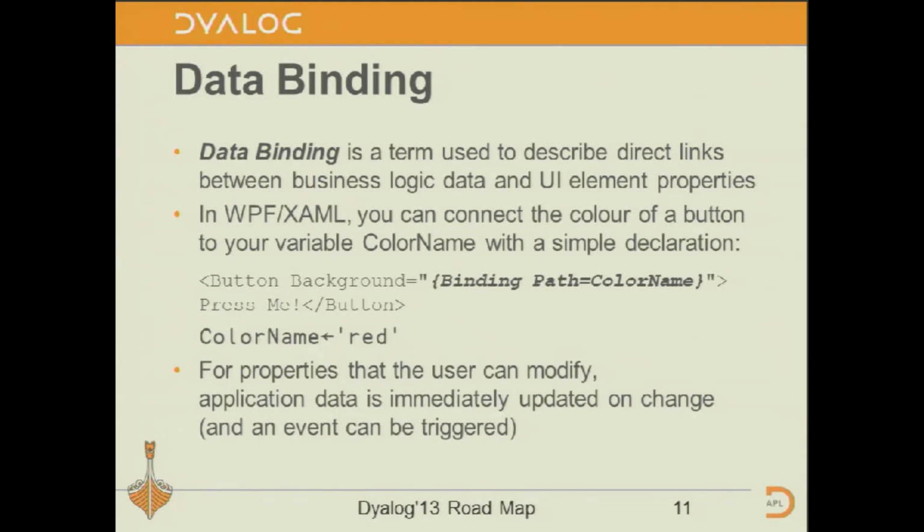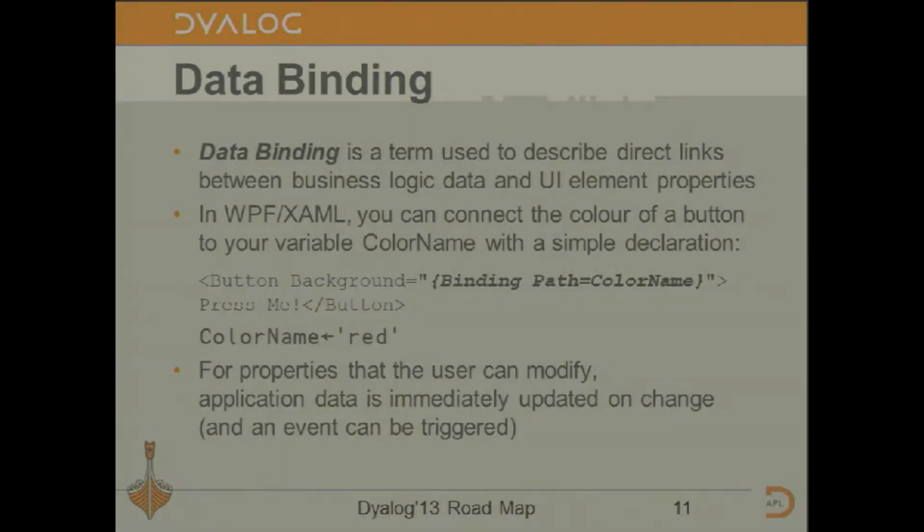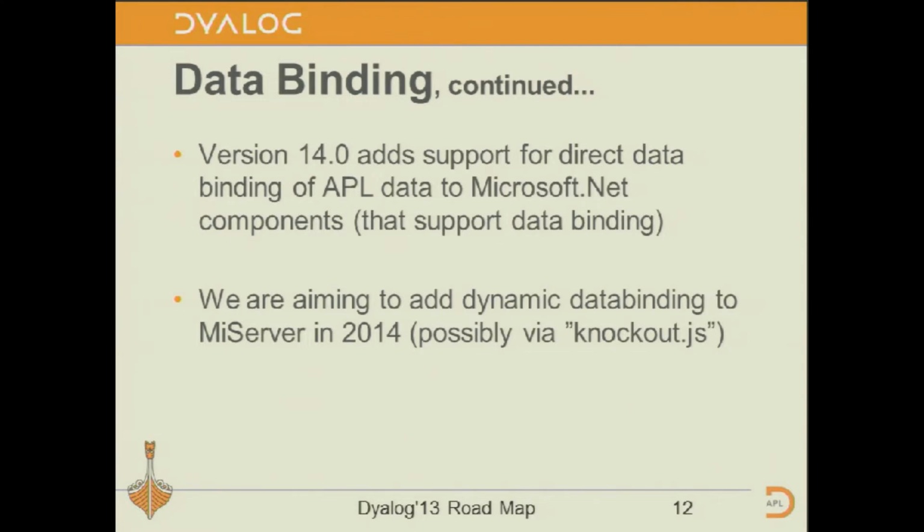And for properties that the user can modify, of course, if the user types something into a field, you'll see that reflected immediately in your application. So version 14 is going to add support for direct data binding for Microsoft .NET. And we're looking at a technology called Knockout.js, which is a way of communicating data between JavaScript and a web server to try and get this into MyServer as well sometime next year.